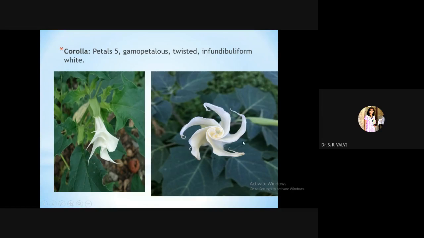Only for seeing this estivation I have taken another image, for twisted estivation. But see here, this first image is of Datura. 1, 2, 3, 4, 5. Okay, so total petals are 5. Yes, again it forms a tube-like structure, so compulsorily they are fused.